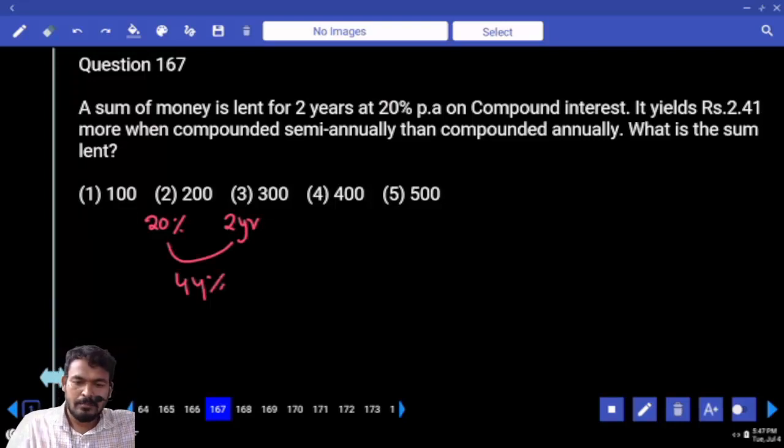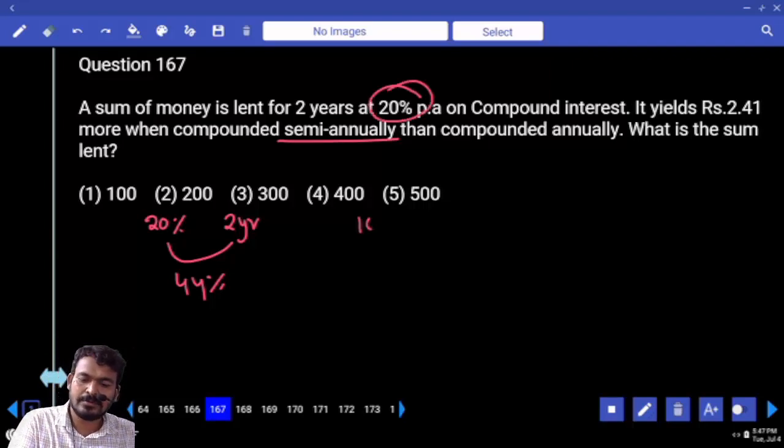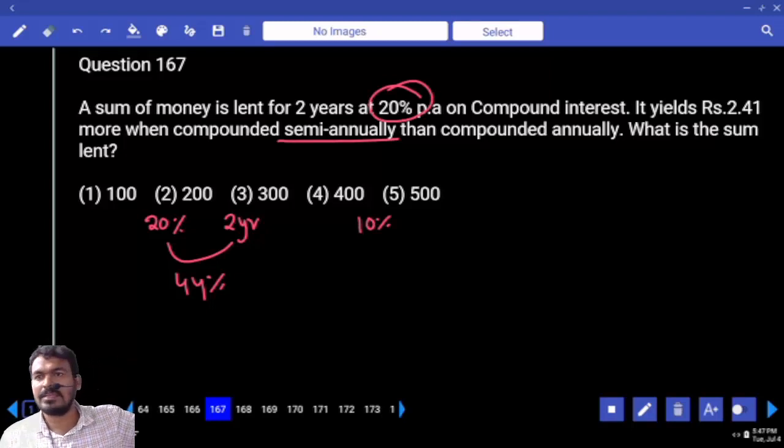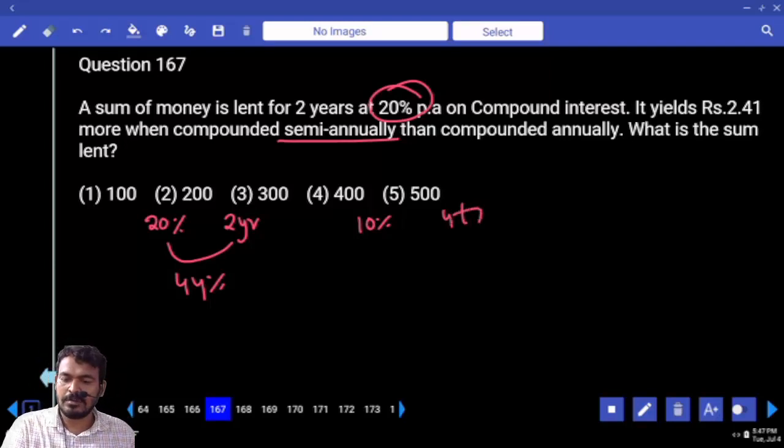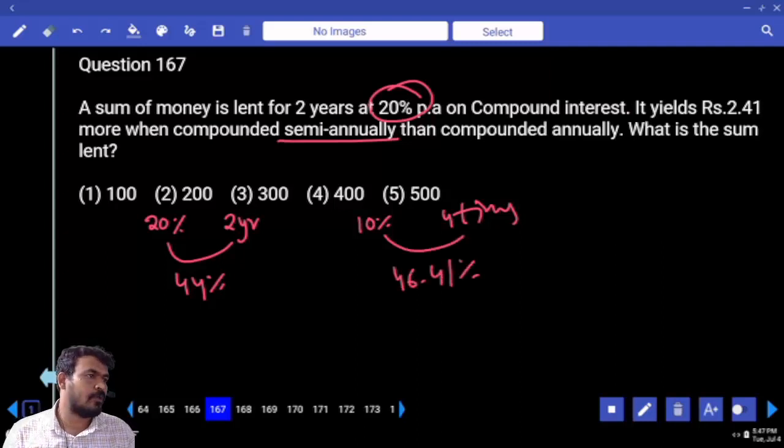That is the annual basis. But in semi-annual compounding, interest is calculated every 6 months. For the 1 year rate of 20%, the 6 months rate is 10%. In 2 years of time, how many 6 months are there? 4. First 6, second 6, third 6, last 6. 10% how many times do we need? 4 times. 10% for 4 times, the compound interest is 46.41.